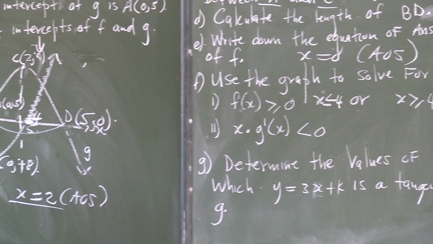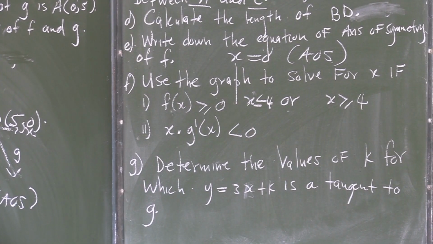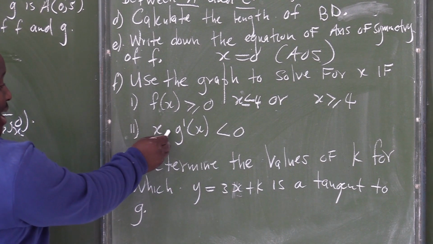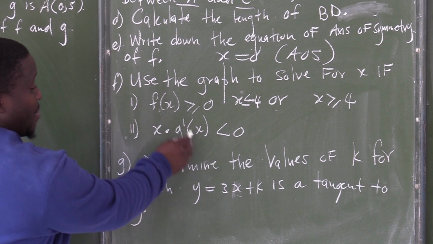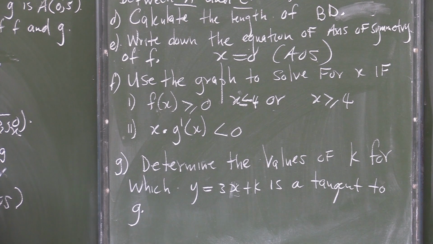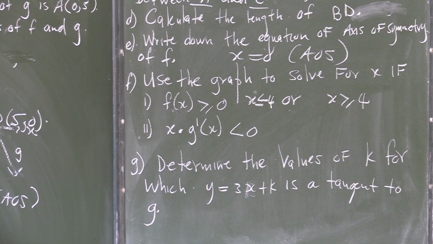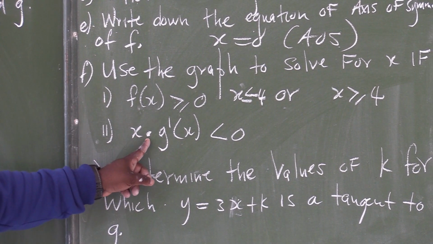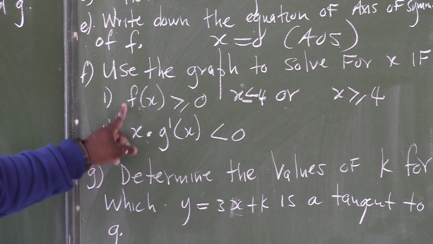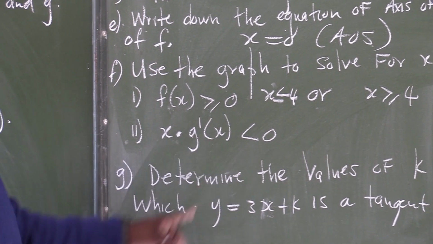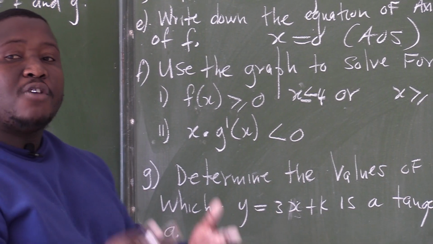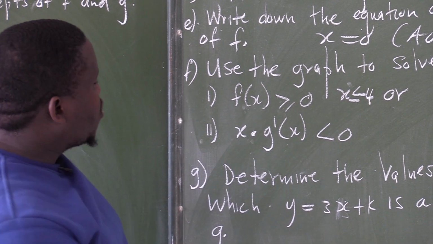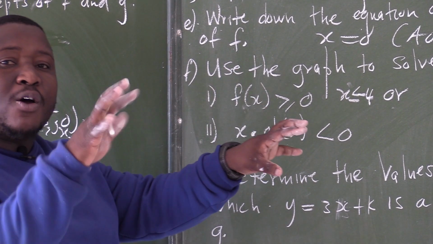Second question. Find the values of x without solving, by looking at the graph, where x multiplied by g prime of x is less than 0. Where x times g prime of x is less than 0. Now pay attention. It means here I have a product of two values. It's x times g prime. The mathematics tells you, for you to have a product that is less than 0, a negative product, it would mean one value must be positive, the other one must be negative.